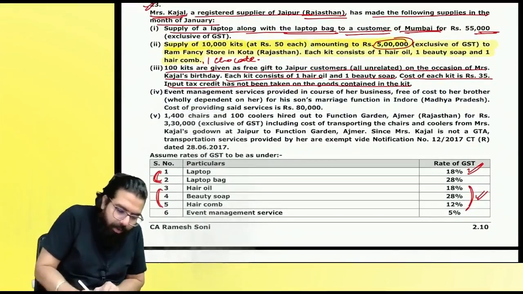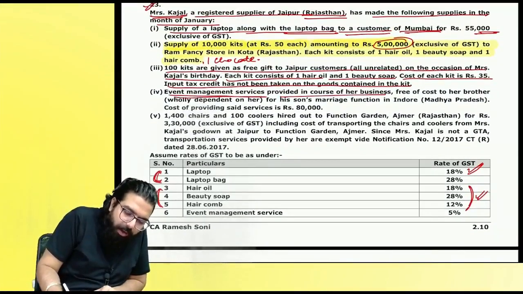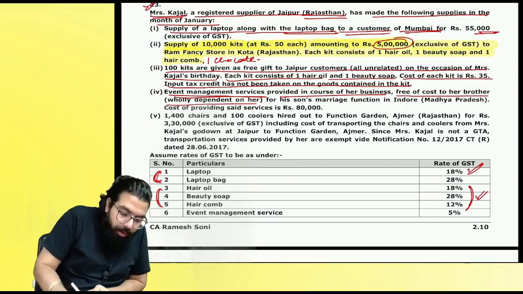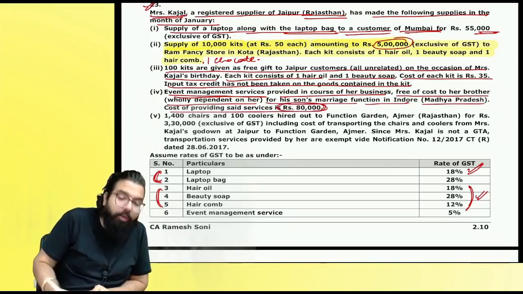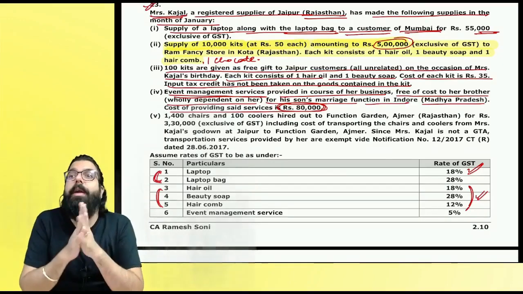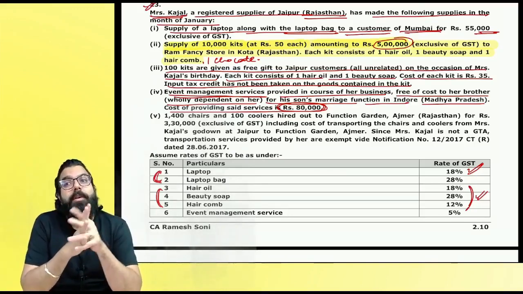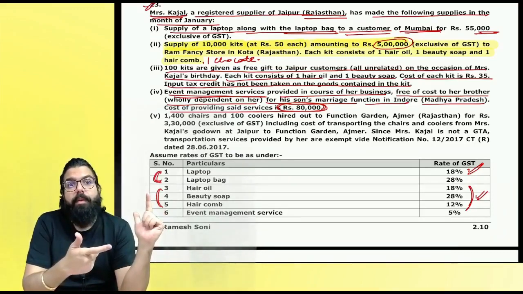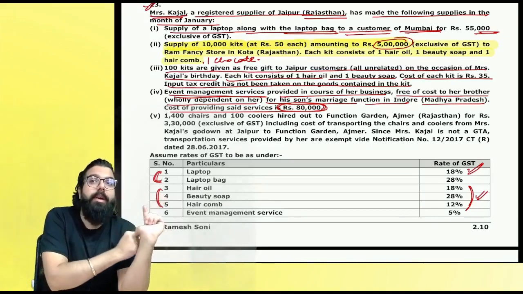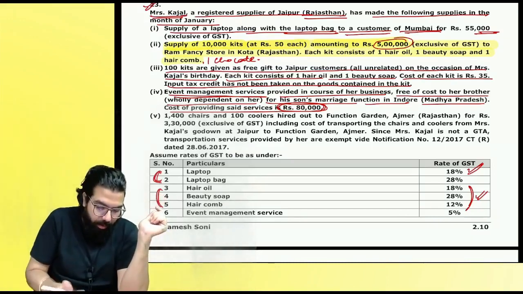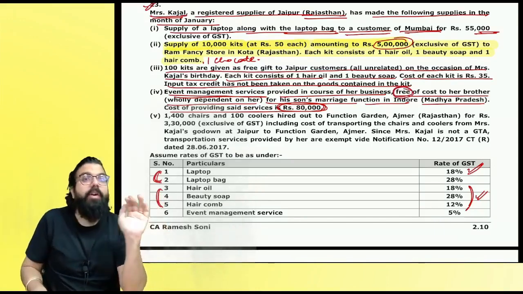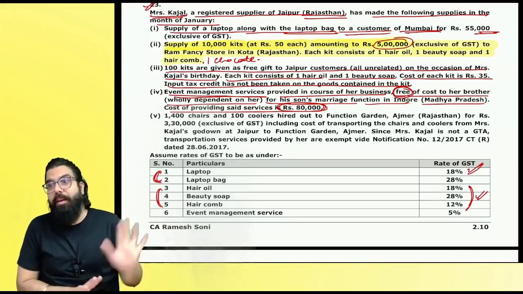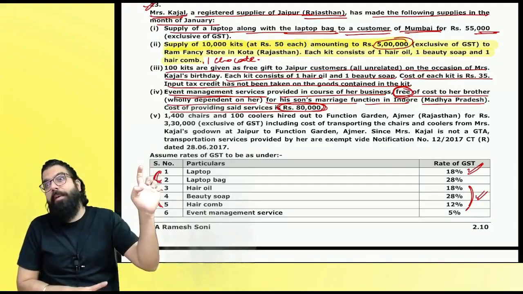Let's go ahead, everyone. Event management services provided by her in the course of her business, free of cost to her brother who is dependent, for his son's marriage. The cost of providing the service is 80,000. Will it be a supply? Brother wholly dependent, is he a related person? Supply between related persons. Is it your business, everyone? Event management service? Yes. With consideration, without consideration? Free. The cost of providing the service is 80,000. Is it free? Supply between related persons. Is it your business to provide event management service?